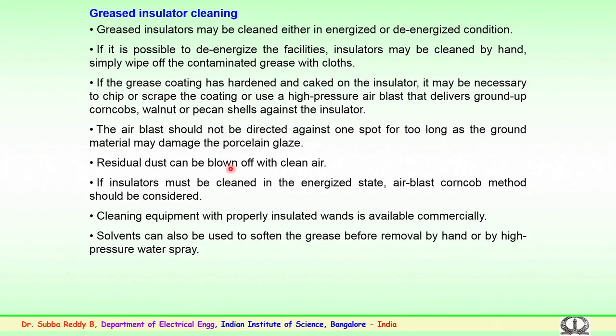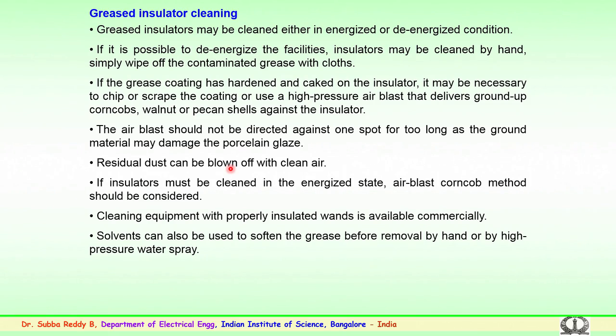What happens in the case of greased insulators? Some insulators, over a period of time, have contaminants which could be oily in nature or a grease which could be hard on the insulator surface. The water jets may not be able to clean the insulators, or normal cleaning with a cloth may not be sufficient. In such cases, the methods to be followed could be in energized or de-energized conditions. It is possible to de-energize in some cases and also to follow the energized conditions.